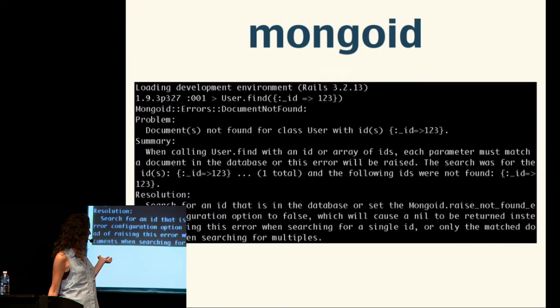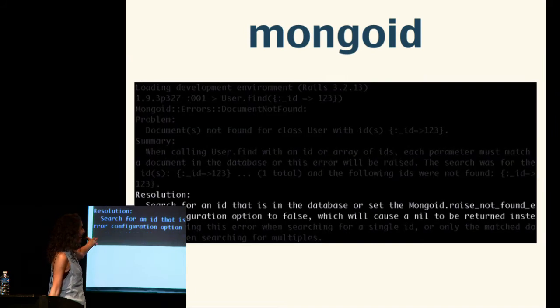Informative error messages are imperative. This is not a blog post. This is an error message from Mongoid. If you try to access a document with an ID that doesn't exist, it's amazing. First you get the error, and then it tells you the problem. Then it gives you a summary, and then it gives you suggestions as to what you can do to not get this error again. There's actually a configuration you can set to not see this error and just return false instead. This is not only nice for the user, but also nice for you as a maintainer because you're going to get fewer questions on GitHub and through emails. The more you can give to your users in their moments of frustration like this, the better.